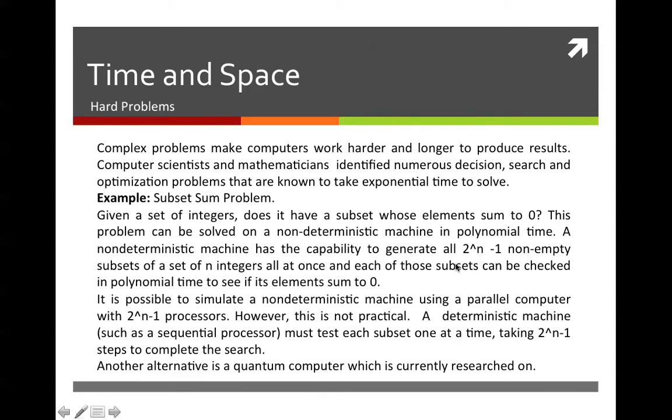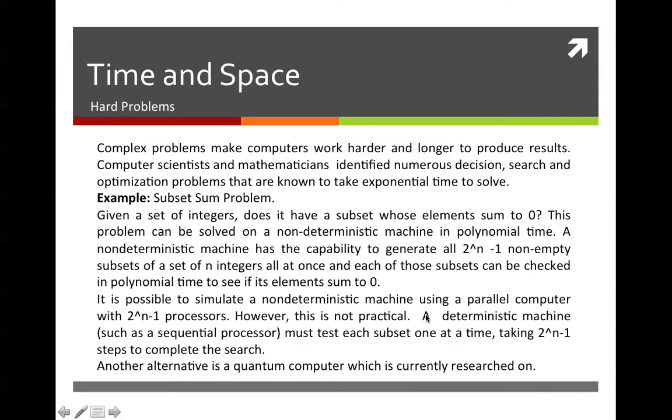So technically speaking, we could simulate a non-deterministic machine using a parallel computer with 2^n - 1 processors. Each processor will simply work on the decision question, that is, whether the subset of elements it is assigned happens to add up to 0, and that's all it's going to decide. Every one of those 2^n - 1 processors will decide on its own that same decision. Of course, this is not practical because we're now using 2^n - 1 processors, which is exponential in the size of the problem n that we have.